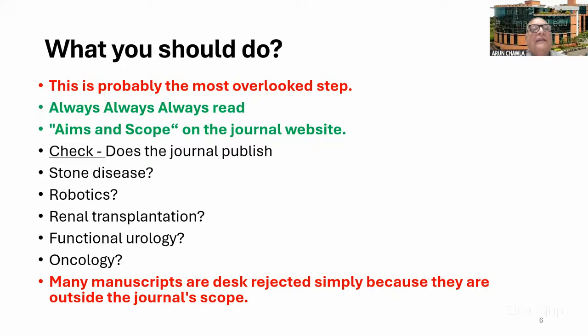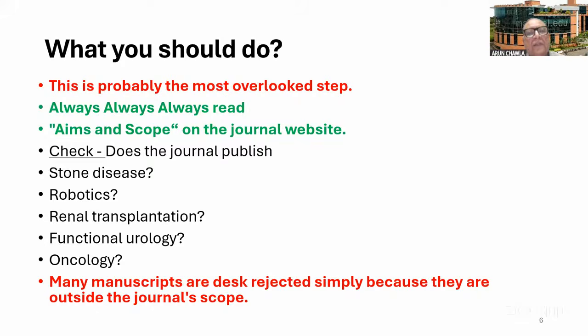Always, very important, read the aims and the scope of the journal which you wish to submit to, on the journal website. Just check whether this journal publishes stone disease if you have a work on stone, robotics if you are publishing your results of a robotic procedure, brain dead transplant or live related transplant. Is it a journal publishing those articles, or is it a journal devoted to functional urology or uro-oncology?